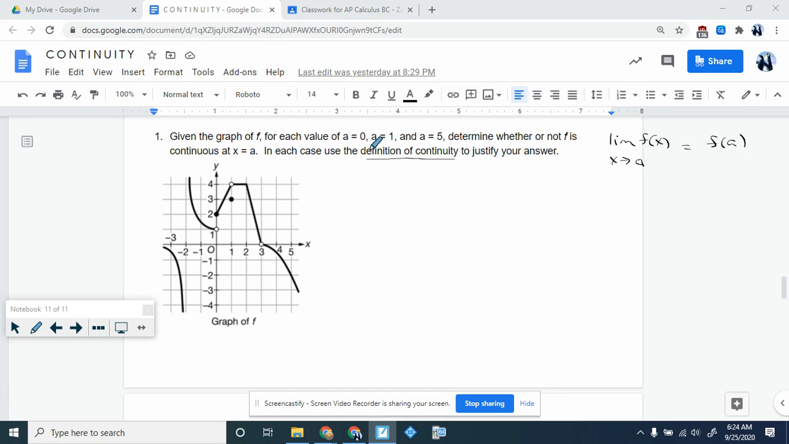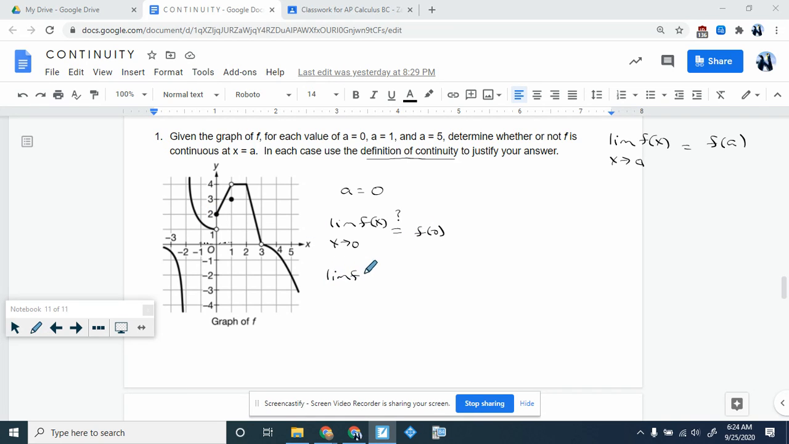All right, so let's do this. Let's start with a equals 0. The limit of f of x as x goes to 0 from both sides, does that equal f of 0? You can look at the graph here. As x goes to 0 from both sides, what do you know about that limit? Well, it's not going to exist, right? But why is it not going to exist?